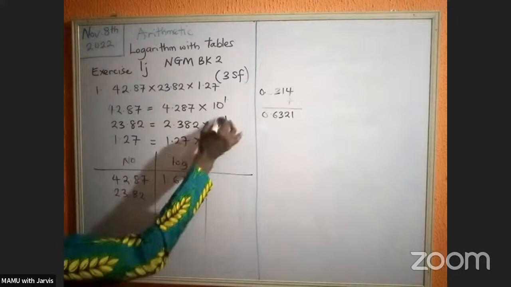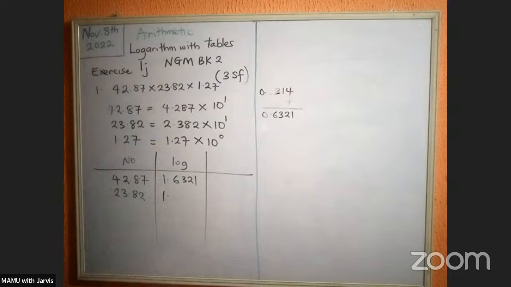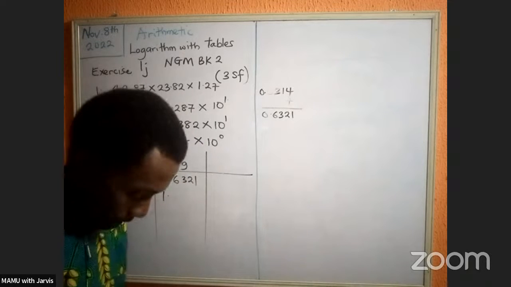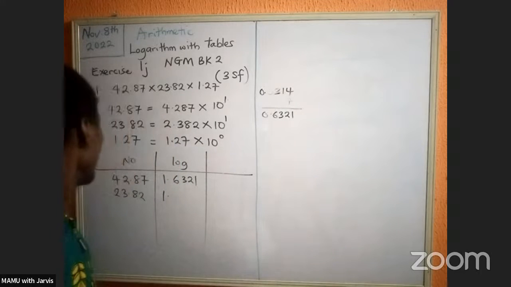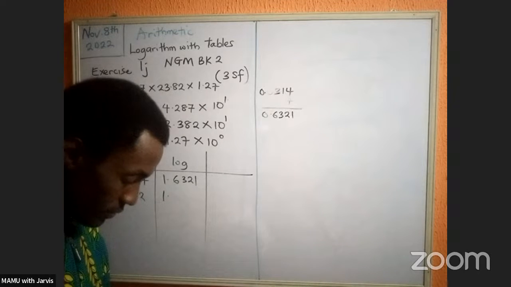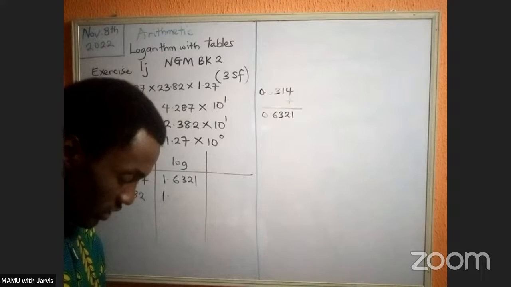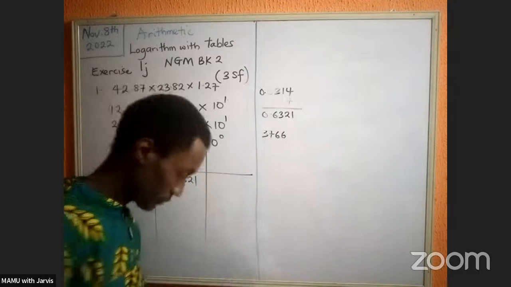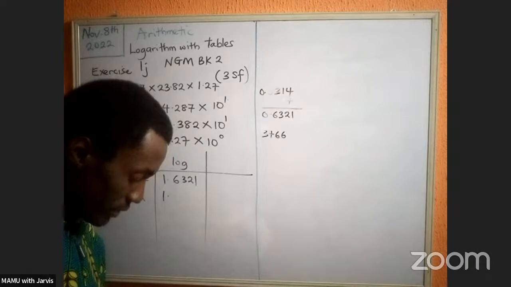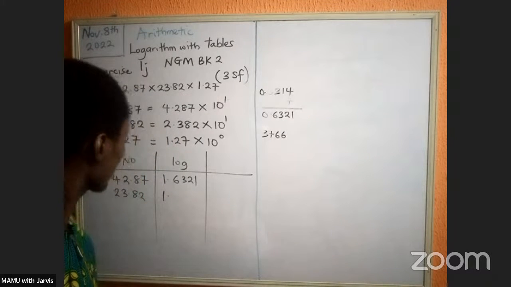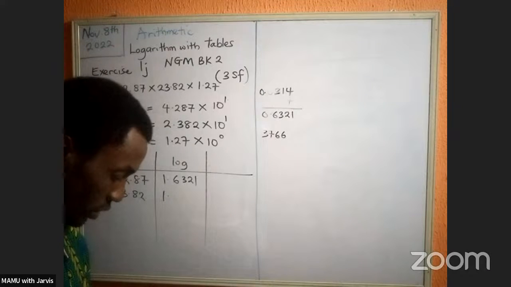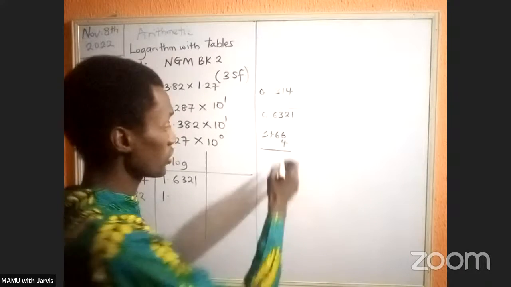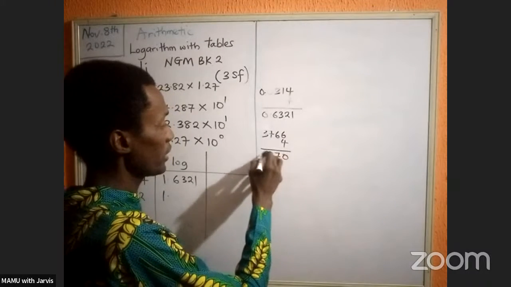We go to the next one, 23.82. Look at the characteristic. It is 1 point what? I go to my four-figure table and I'm going to look for 23 under 8, which is 3766. 23 under 8, 3766, difference 2. Difference 2 will be 4. I want to trust you know how to use a four-figure table. So this will be 3770.